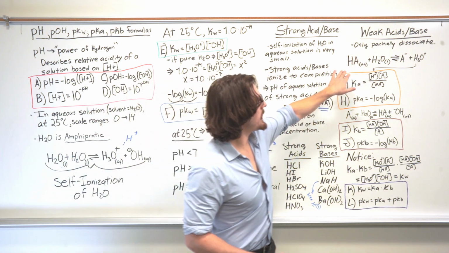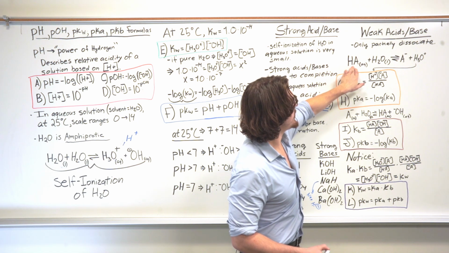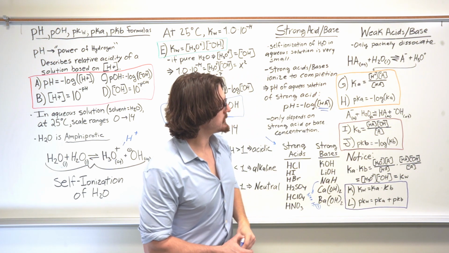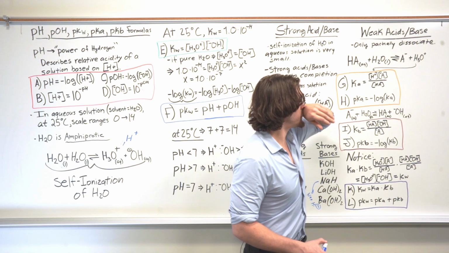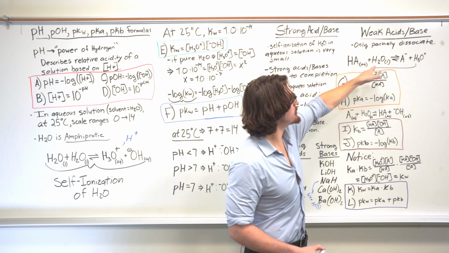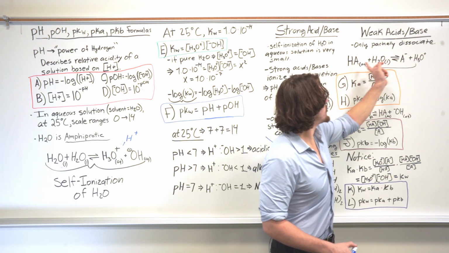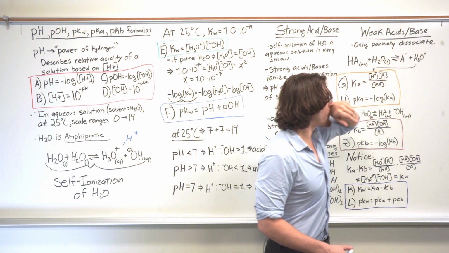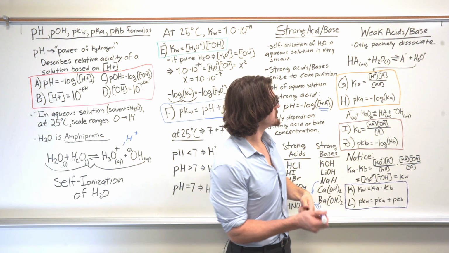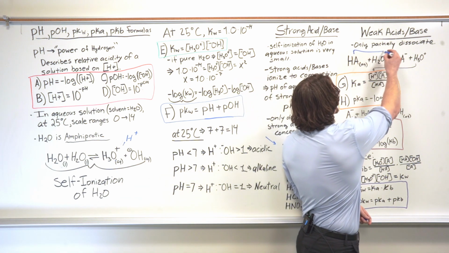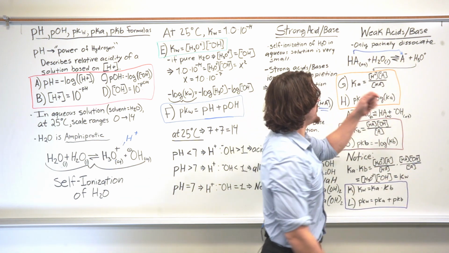So if we imagine a reaction where we put a weak acid, HA, in an aqueous solution where the solvent is water, it's going to react with this water molecule and form hydronium, right? It donates its proton and forms its conjugate base, which we're going to call A minus.